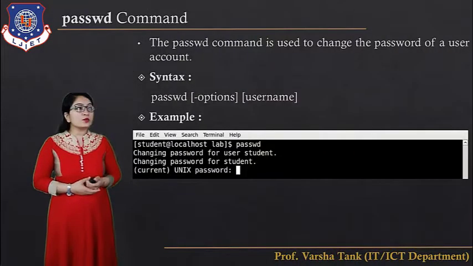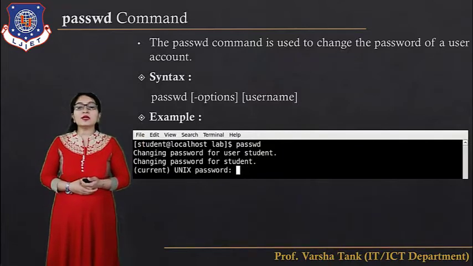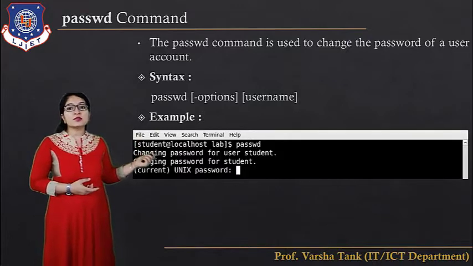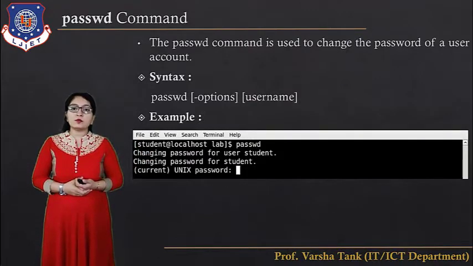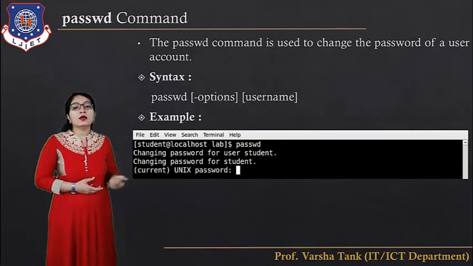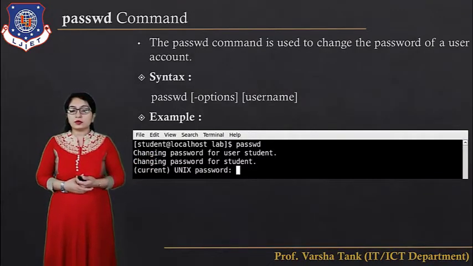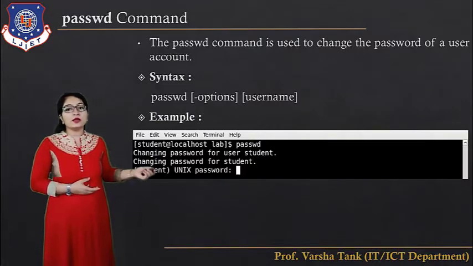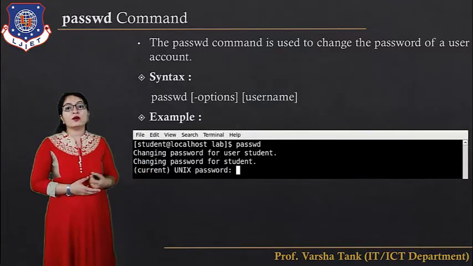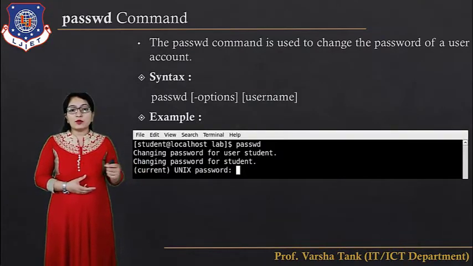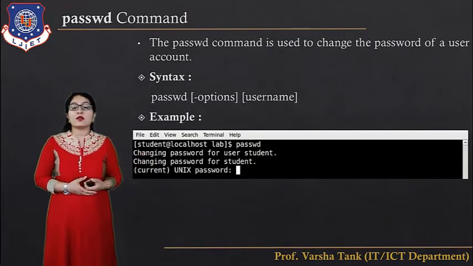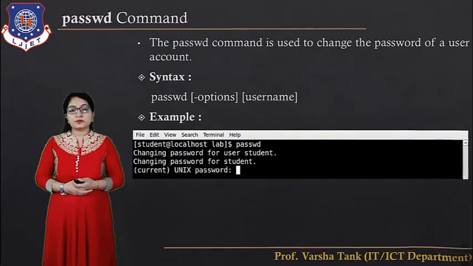Now the next is the passwd command. This passwd command is used to change the password of the user. So here you can use the passwd command to change the password of the user. Here you can see you have written the passwd command, and it will give the prompt to change the password, and after that the Unix password will be changed. Here you just type your password and your password will be changed. First you have to type the current password, then you have to type the new password.